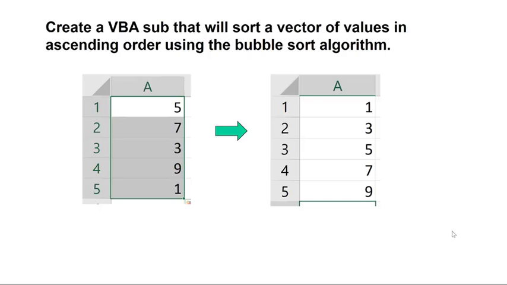The second example that I want to go through is shown here. We're going to create a VBA sub that's going to sort a vector of values in ascending order using something known as the bubble sort algorithm. So I've got 5, 7, 3, 9, 1, and we want to sort that in ascending order. Now the bubble sort is probably the worst sorting algorithm. It's the slowest, but nevertheless, it's a good algorithm to teach this type of stuff to you guys.